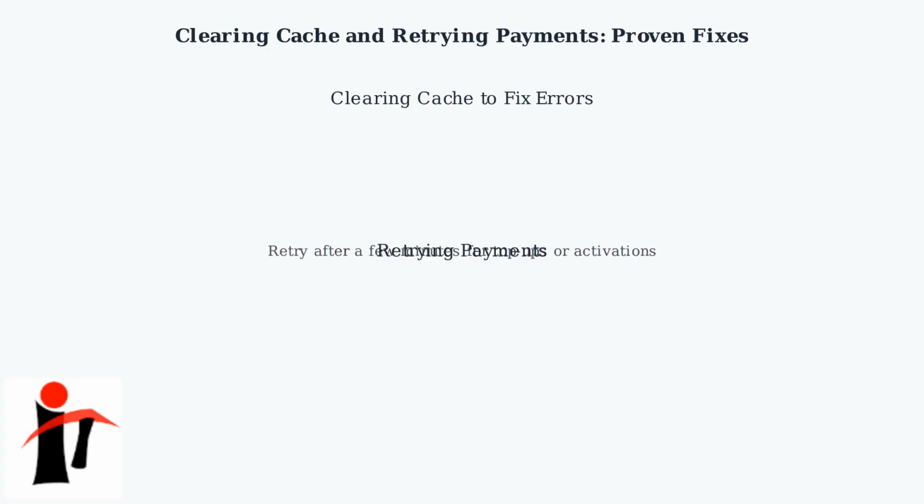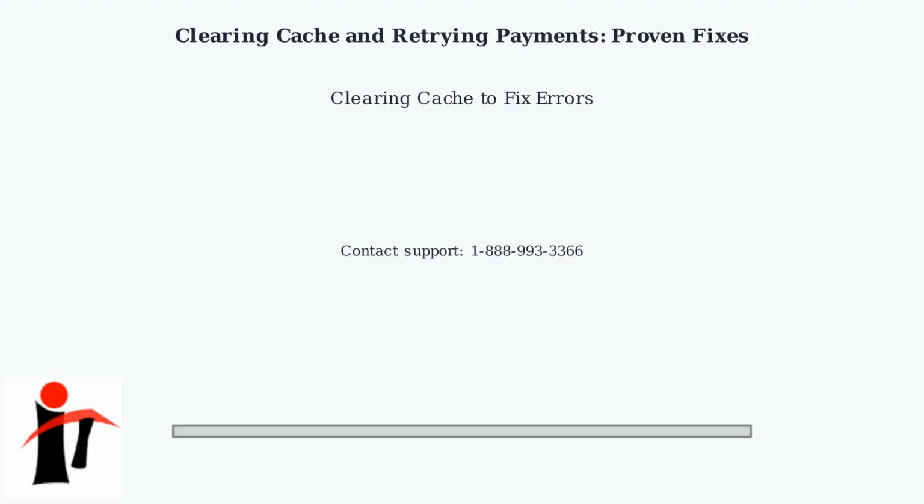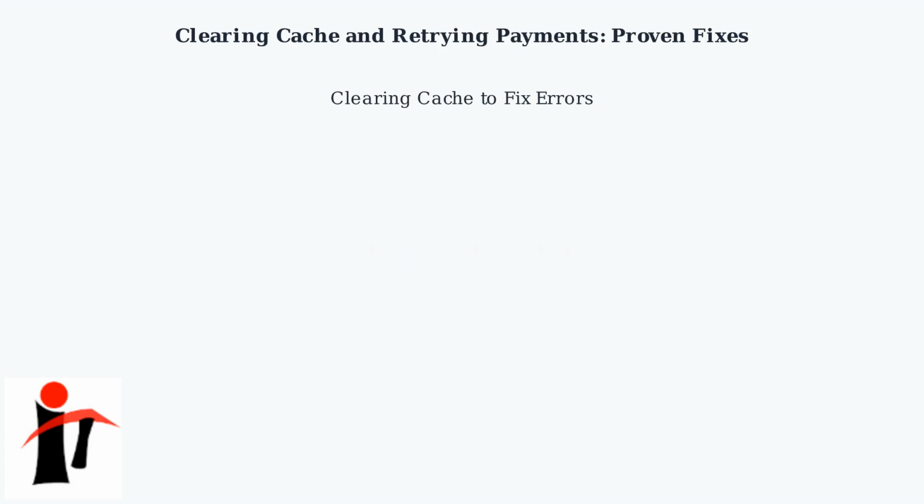If you're facing payment failures during top-ups or plan activations, retry the payment after a few minutes, as Redpocket has built-in redundancy. If it fails again, switch to an alternative payment method, like PayPal, instead of a credit card. A key tip: check Redpocket's status page at status.redpocket.com to see if there are any known outages. If issues continue, contact Redpocket support at 1-888-993-3366 for further assistance.